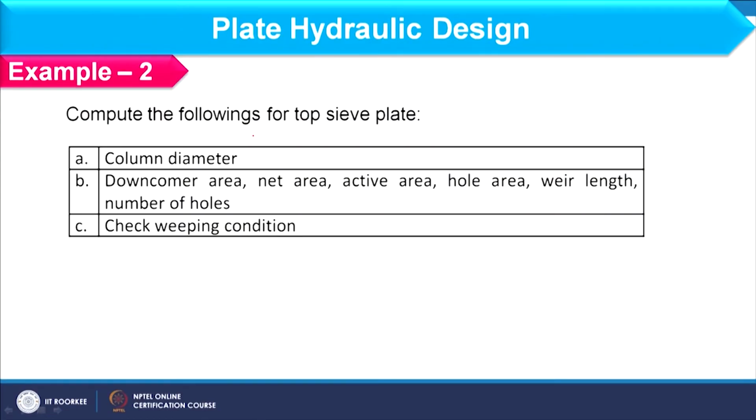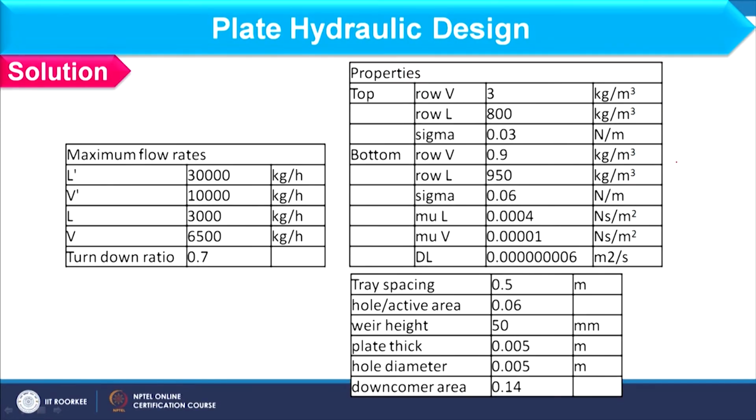Now, let us see what we have to calculate. We have to calculate different parameters for the top sieve plate, right. So, the position you should understand, it is available above the feed, okay, or we can consider the top of the column. What we have to calculate is the column diameter, next downcomer area, net area, active area, hole area, weir length and number of holes, and after that we have to check the weeping condition, right. So, let us start the solution of this problem. In this slide different parameters are given which we have just discussed. Okay, all these are the known parameters.